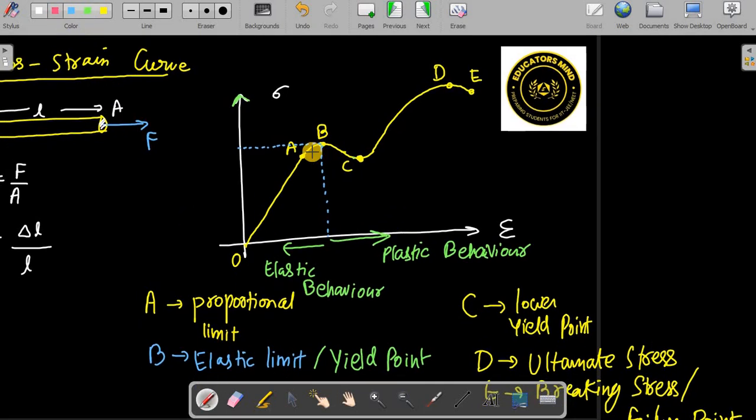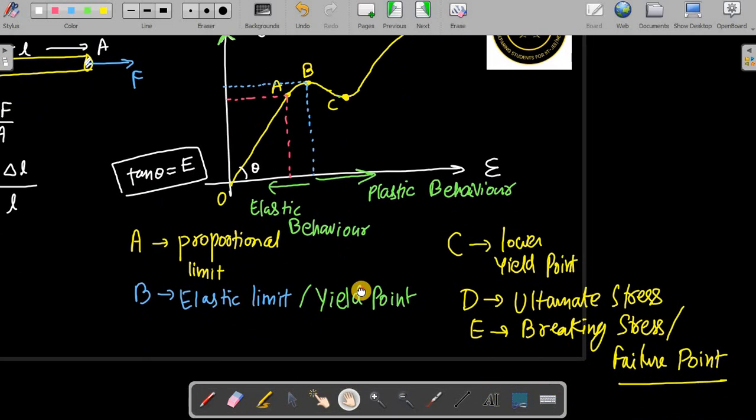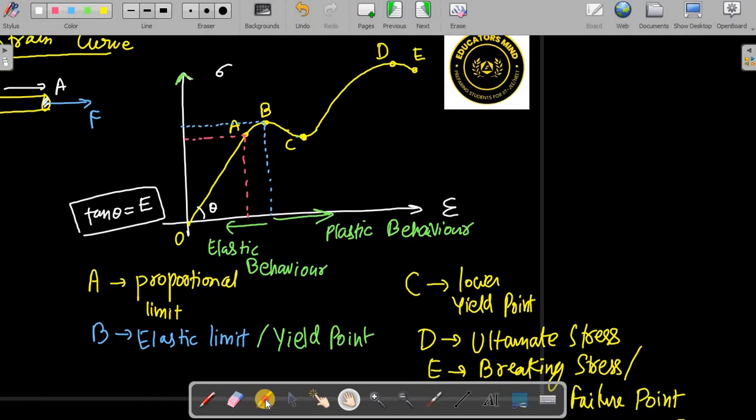Initially, Hooke's law is valid up to point A. Up to point A only, Hooke's law will be valid, and the slope of the graph, tan theta, is the modulus of elasticity. Point A is the proportional limit, so Hooke's law is valid up to A because it's a straight line. But the body maintains elastic behavior from A to B also, though that is a non-linear elastic behavior.